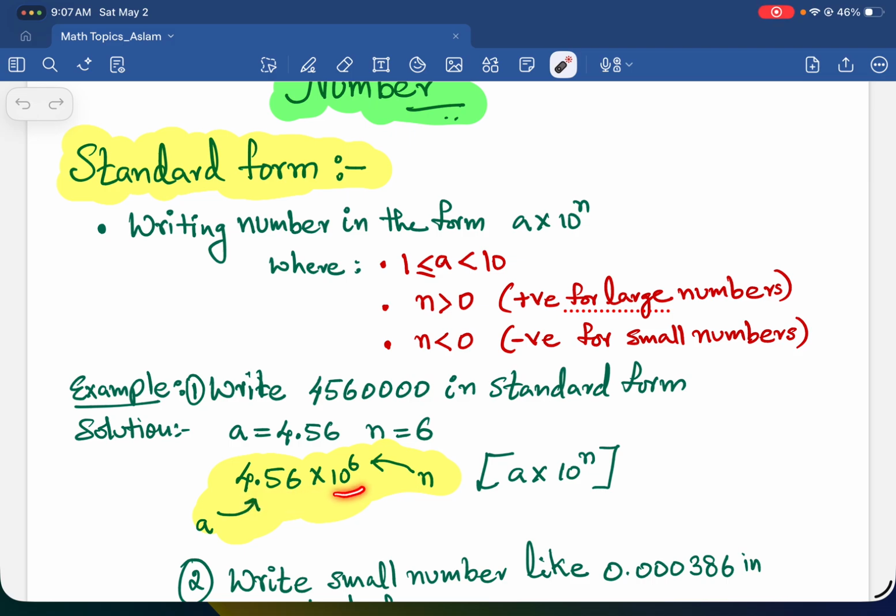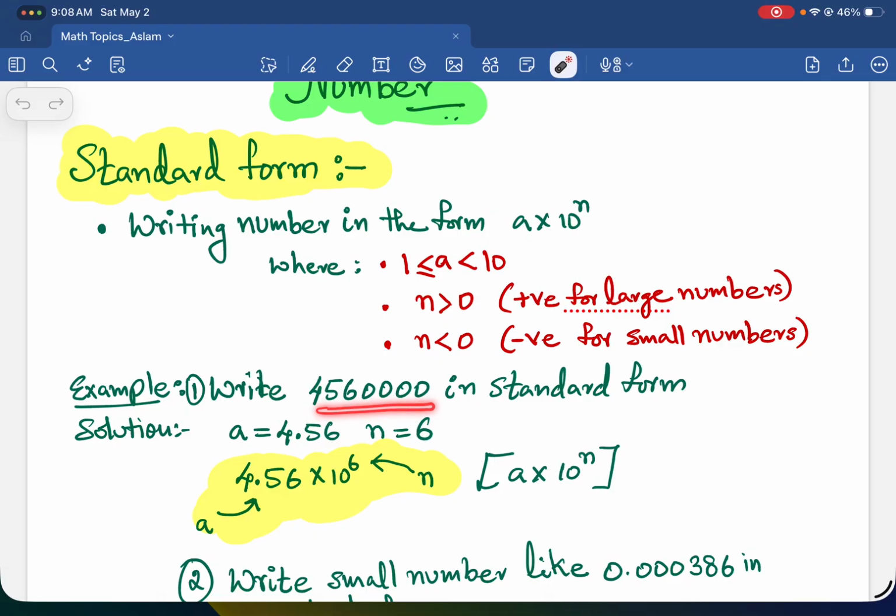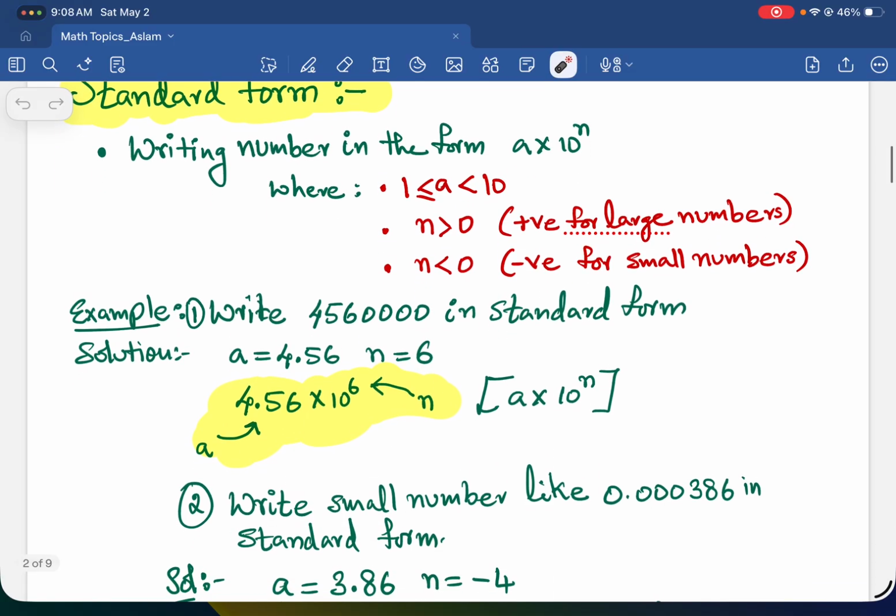If you multiply by 10 to the power of 6, what is 10 to the power of 6? That means 10 is multiplied 6 times: 3, 4, 5, and 6. So it is 1 followed by 6 zeros. This means that if I multiply this with 4.56, I am going to get my original number. So I am rewriting this original number, which is really large, in this form, that is 4.56 into 10 to the power of 6. That is called standard form. So we have understood how to write a very large number in standard form.